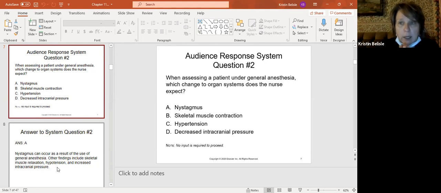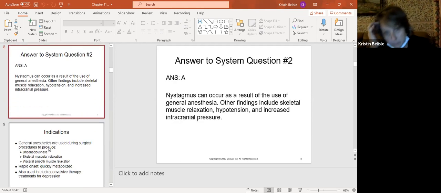So let's look at that again. So we can get nystagmus, right? We can have skeletal muscle relaxation, hypotension, our blood pressure can go down, and we can have increased cranial pressure. So those are great things to remember about anesthesia, what we can see.